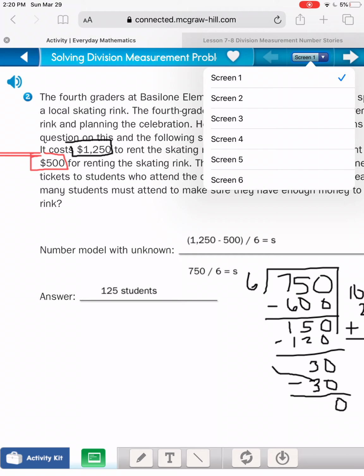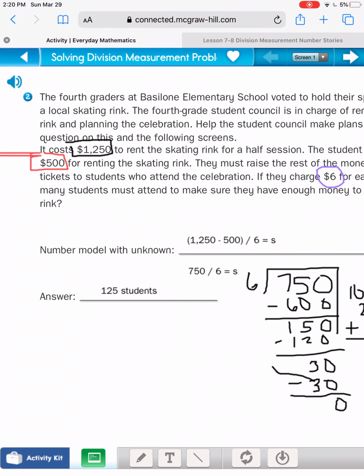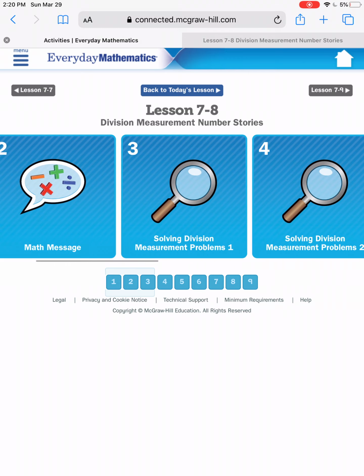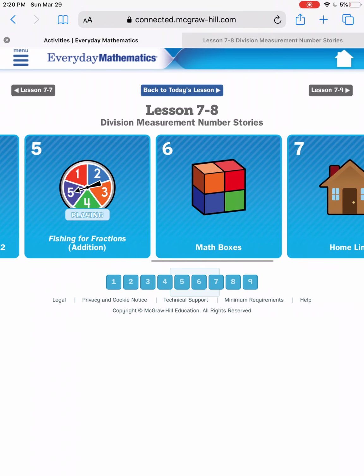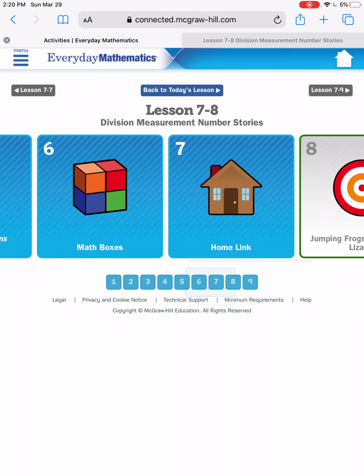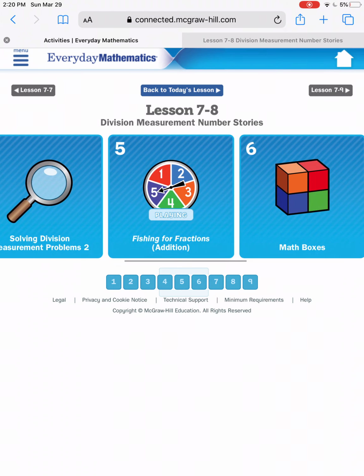And don't forget, boys and girls, when you're finished with your journal questions, you're going to make sure that you go to your math boxes, which is screen 6. Complete your home link, which is on screen 7. And if you have time, you could play the game Fishing for Fractions, which is the addition version, as your game for today.